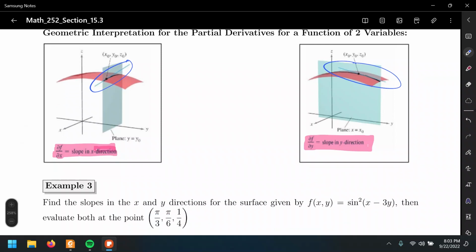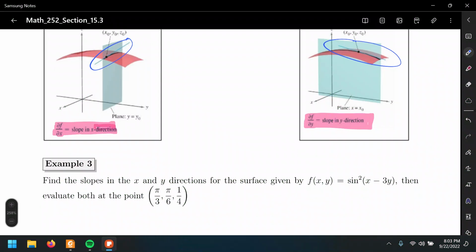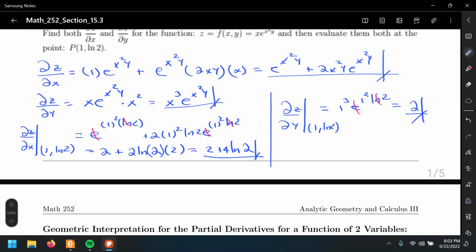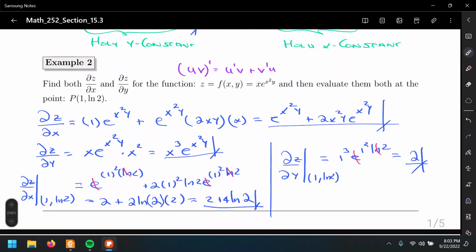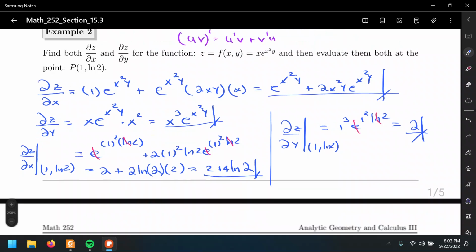All right, so let's find the slopes in the x and y directions, which is essentially what we did here. So we took a couple of partial derivatives, the derivative with respect to x and the derivative with respect to y, and then we evaluated at the point, and essentially this value is the slope in the x direction, and this is the slope in the y direction. All right?